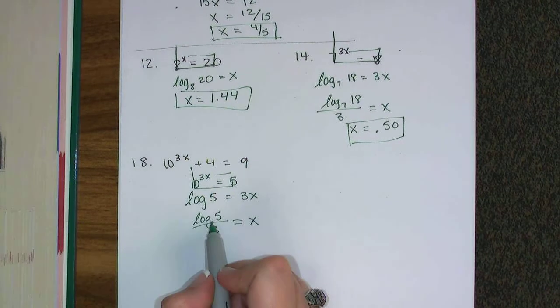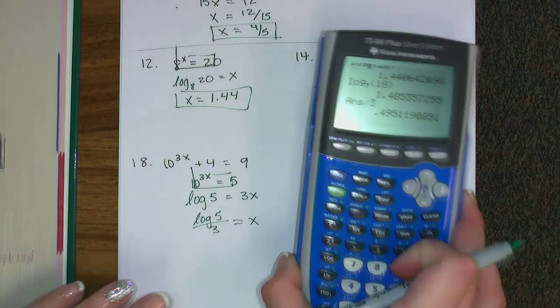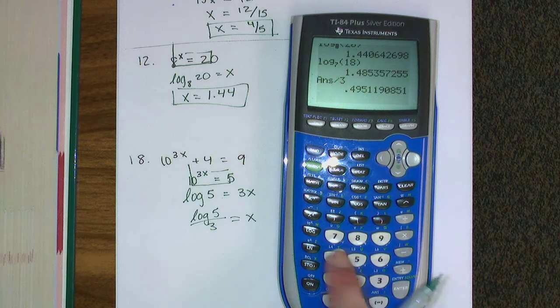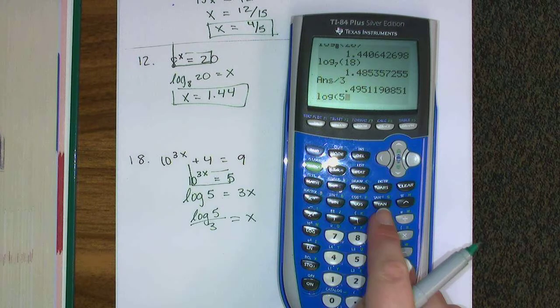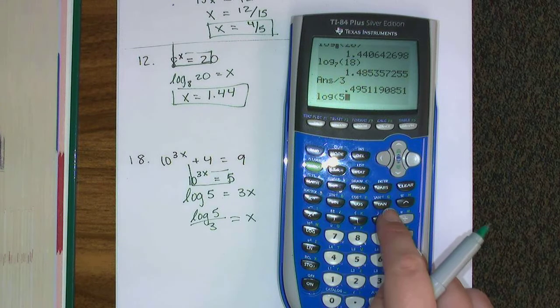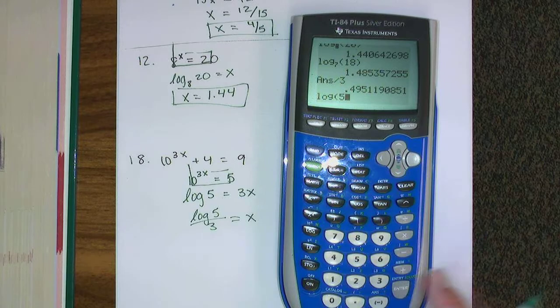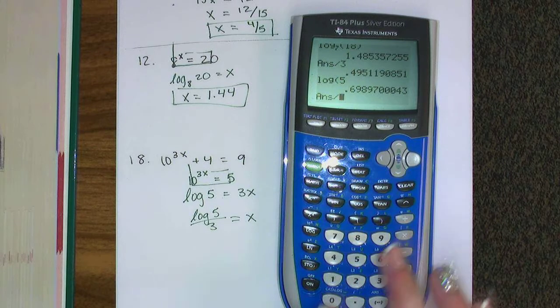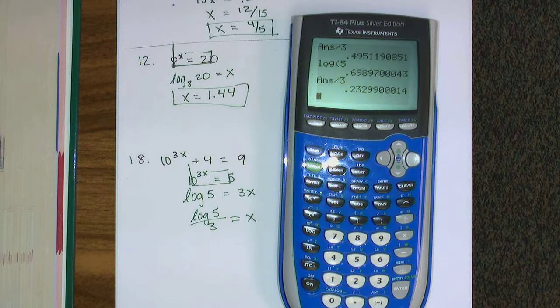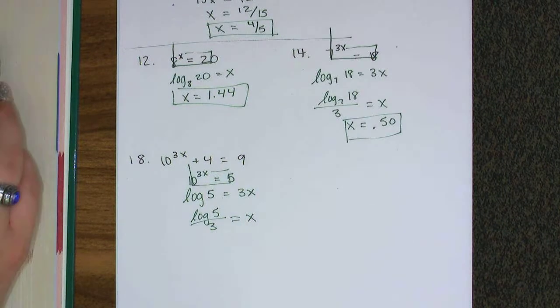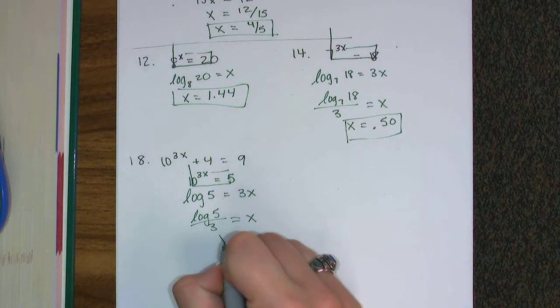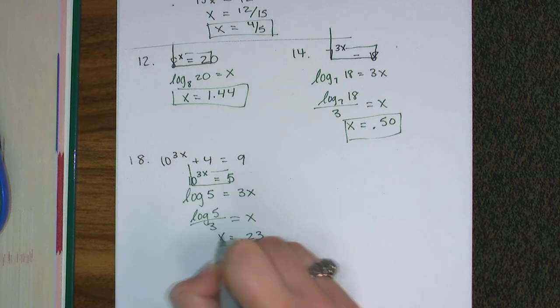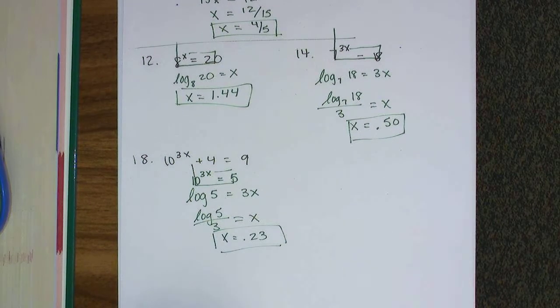And remember, this now is the common log, so I can just use the log button here. Now, there's nothing wrong with using the log base and typing in the 10. This is just a shortcut. So log of 5 divided by 3 is 0.23. So x is equal to 0.23. And that's all you need to really be able to do for that one. I'm not going to give you any of the really hard ones there.